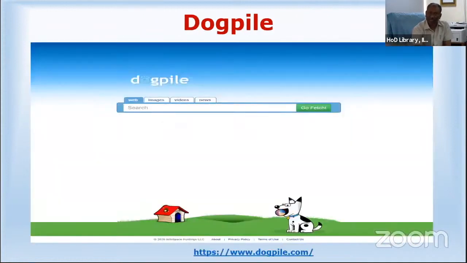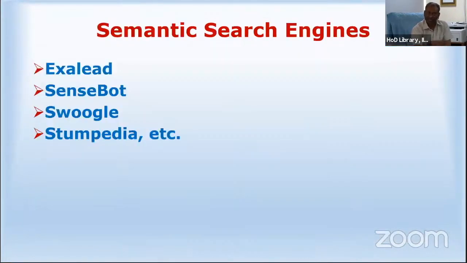This is one of the meta search engines, known as Dogpile. Then there are some semantic search engines which search the deep web as well, the invisible web, like Excite or SenseBot or Google.